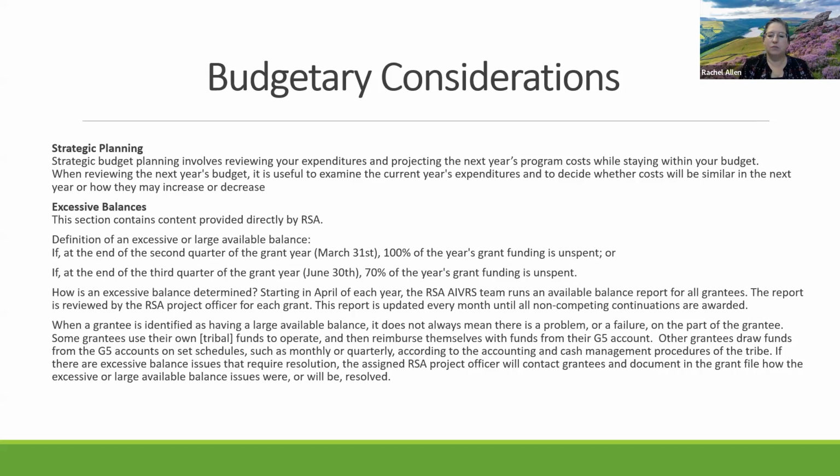So they look at what is available for all the grantees that they can see on the G5 system. And then that report is reviewed by the project officer for each grant. The report's updated every month until all non-competing continuations are awarded. So if programs are having excessive balances, this is one example of how that might be addressed: the following year, the award would be reduced by the amount they can't reasonably spend in that current year, so that next year it may be reduced. So they start off without a big amount of carryover.